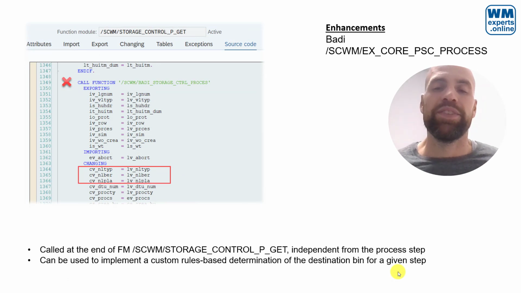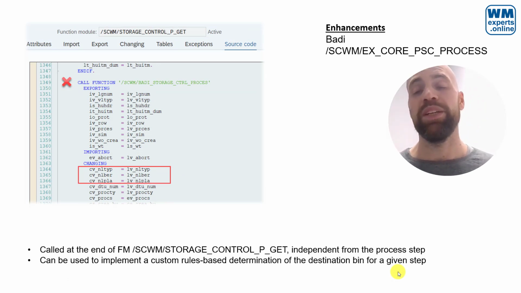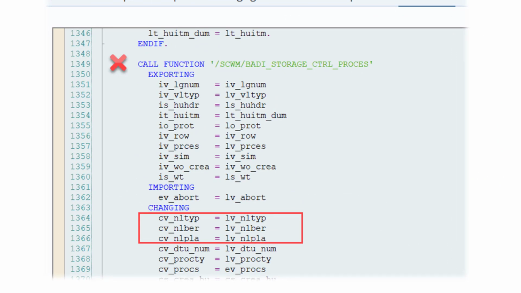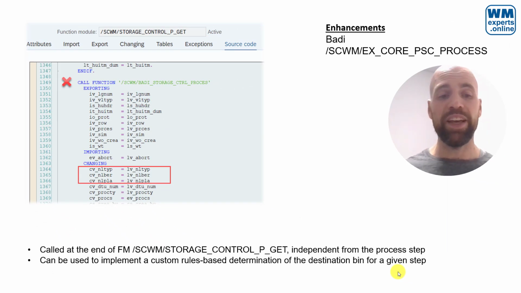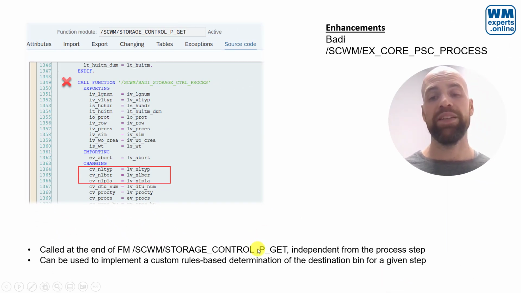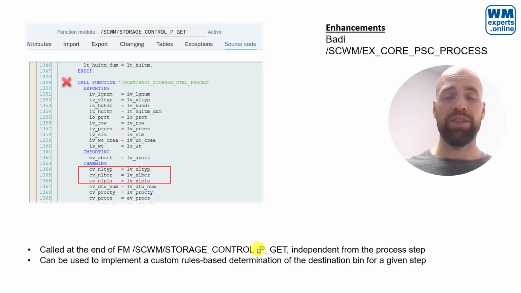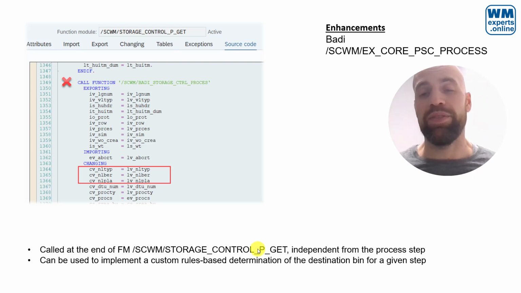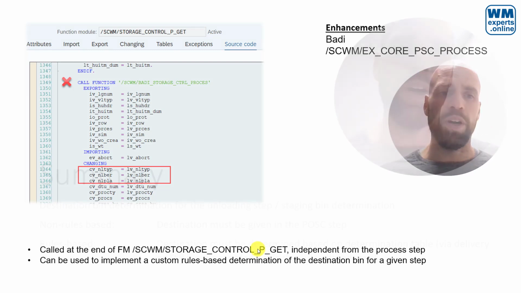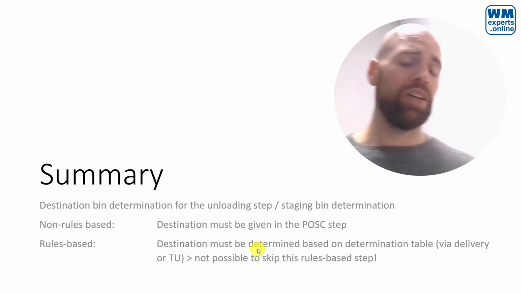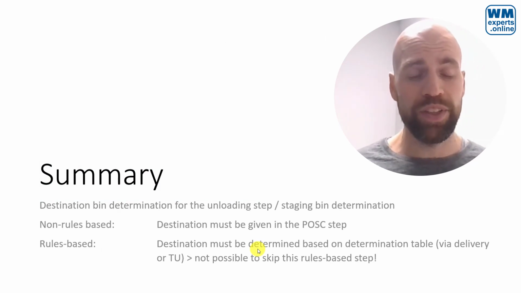And then, of course, there is BAdI /SCWM/EX_CORE_PSC_PROCESS, which you should also know if you watched the other videos about the destination bin determination for process-oriented storage control steps. And with this BAdI, you can, at the end of the function module storage control get, so independent from the process step that you are currently executing, implement your own logic at the end of the function module to override the destination bin for the given step. So these are the two options that you have here. And this is also with what I would like to close this video.